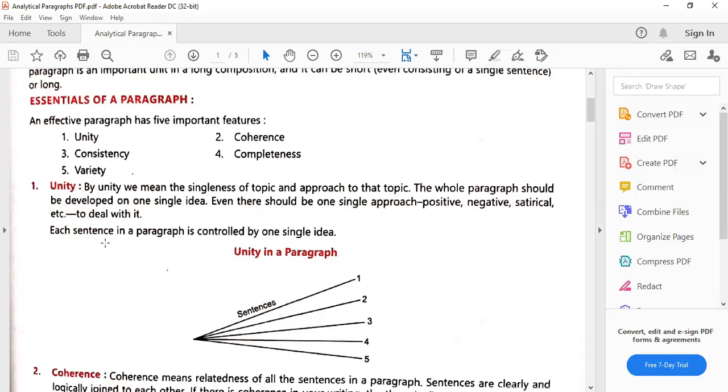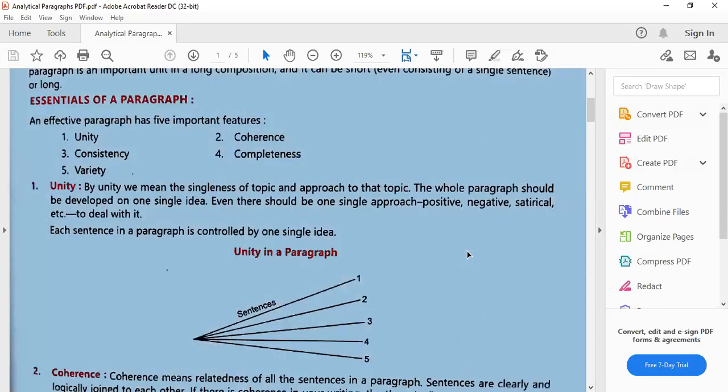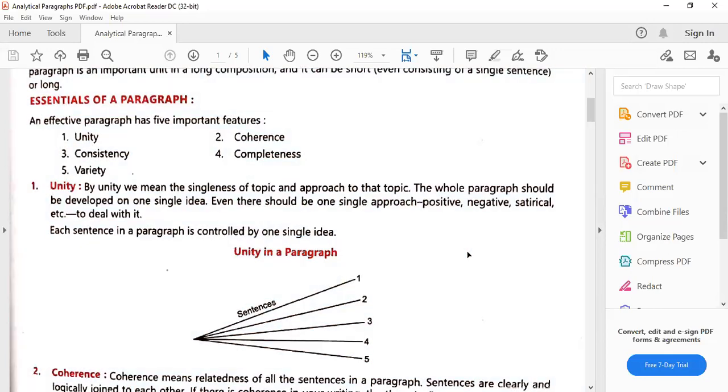So first one, that is unity. Unity means जैसे हम word unite लेते हैं, it gives you the same meaning as the word unite means. Unite means इकट्ठे होना. So here unity we mean the singleness of topic and approach to the topic. मतलब जो हम topic ले रहे हैं, we should be single-mindedly thinking about that particular topic, writing about that particular topic, not here and there.